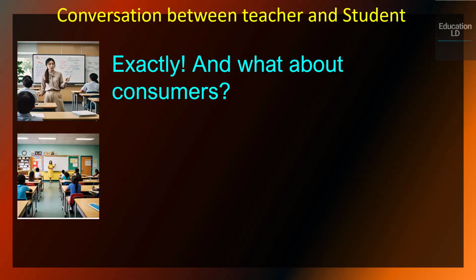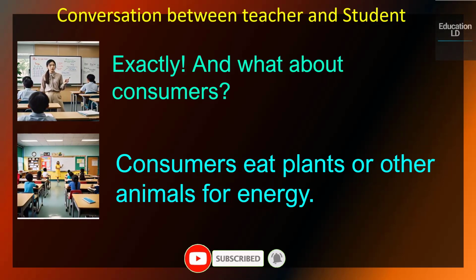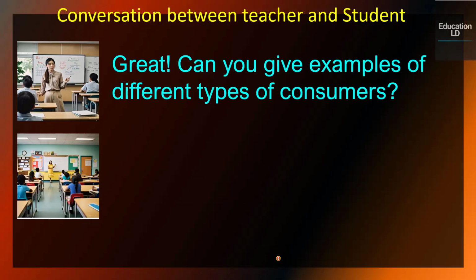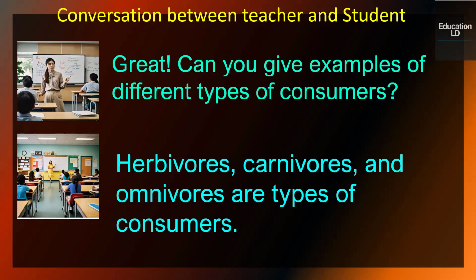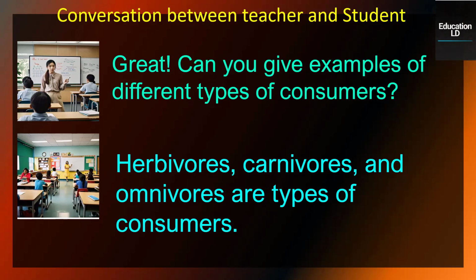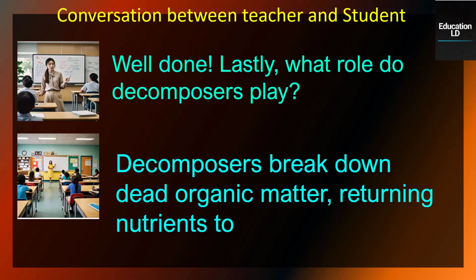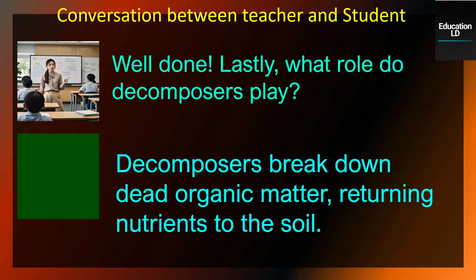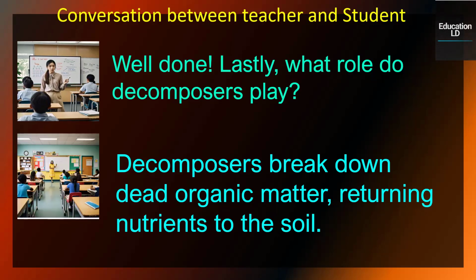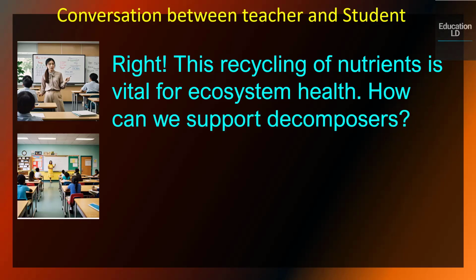Teacher: Exactly. And what about consumers? Student: Consumers eat plants or other animals for energy. Teacher: Great. Can you give examples of different types of consumers? Student: Herbivores, carnivores, and omnivores are types of consumers. Teacher: Well done. Lastly, what role do decomposers play? Student: Decomposers break down dead organic matter, returning nutrients to the soil. Teacher: Right. This recycling of nutrients is vital for ecosystem health.